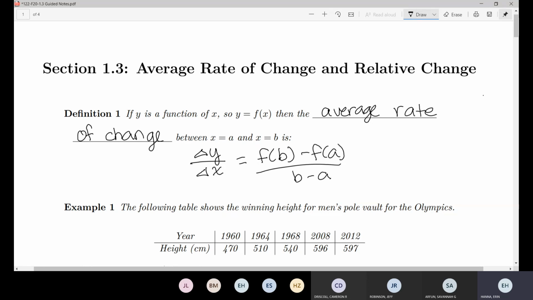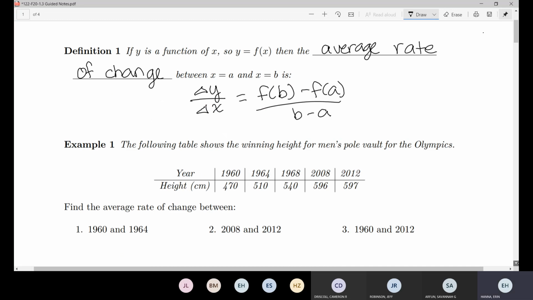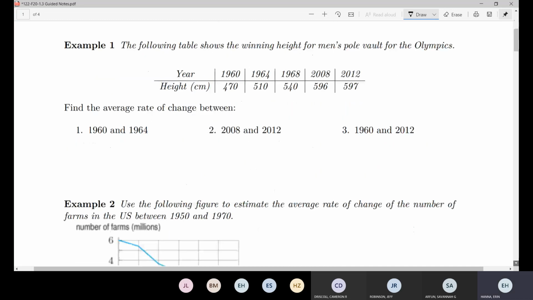So say we have the following table. It's going to give us the winning men's pole vault for the Olympics. I feel like we talked about that before, but now it's later dates. Anyway, say we want to find the average rate of change between 1960 and 1964. So we're going to be looking at these two pieces right here. If I want to find the average rate of change, you can literally think about it as a slope between those two points. Context is different, but if that helps you figure out how to do it, perfectly fine.